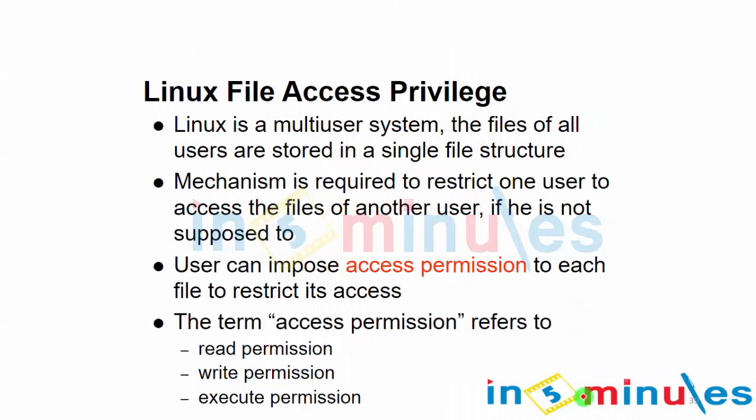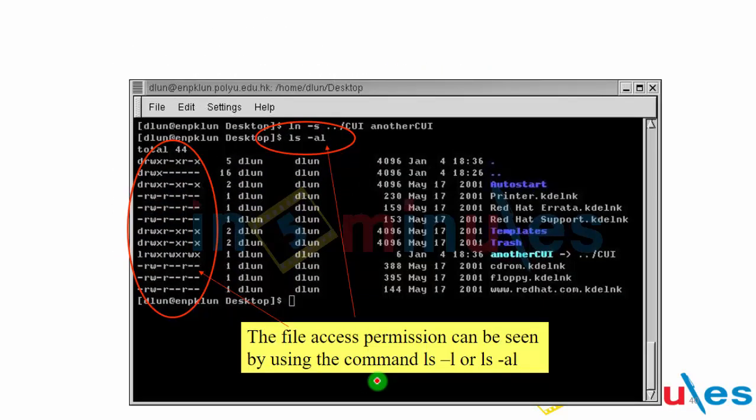Linux file access privilege. Linux is a multi-user system. The files are all stored in a single file structure. That means the structure we have just declared earlier with a slash and a username and other things needs to be maintained properly. A user can impose access permission on each file to restrict its access. The normal access is read access, write access, and executable access, which a user can define or request. As you can see, this is a running command which we have used. Different files have different options. R is for read, W is for write.